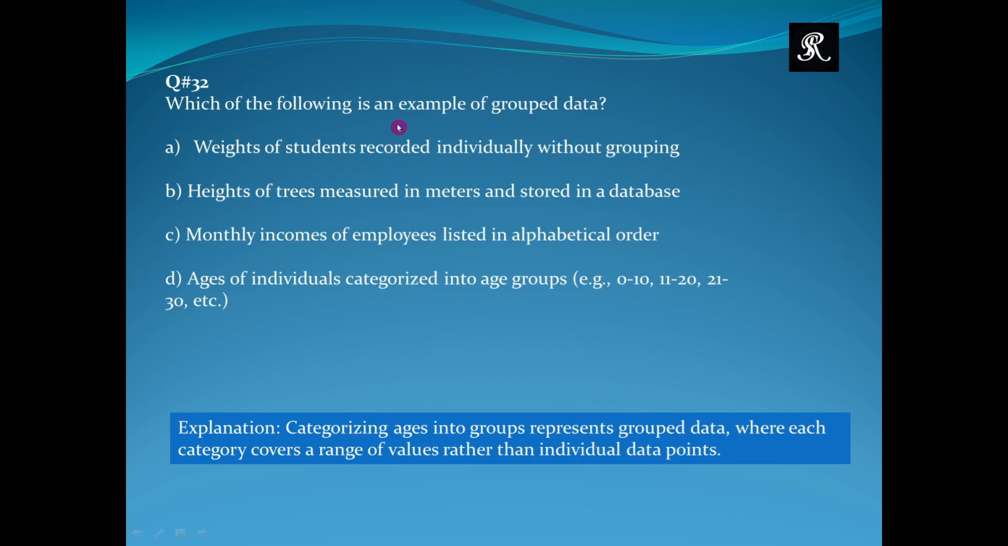Which of the following is an example of grouped data? Weights of students recorded individually without grouping, heights of trees measured in meters and stored in a database, monthly incomes of employees listed in alphabetical order, ages of individuals categorized into age groups from 0 to 10, 11 to 20, and 21 to 30, and so on. And the right option is option D.